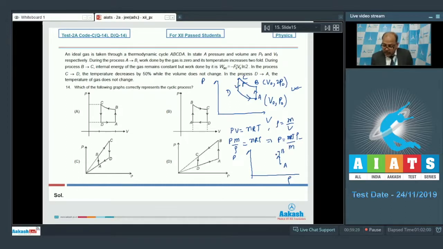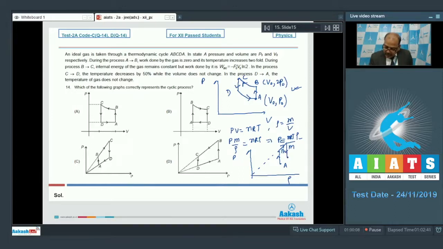From point B to C, it's isothermal compression, which means the P versus rho graph will be a straight line in which the pressure is increasing. So from B to C it may be something like this, and when extrapolated it will pass through the origin. What about CD then? CD is again an isochoric process in which pressure is decreasing. So we have CD again a vertical line, something like this.